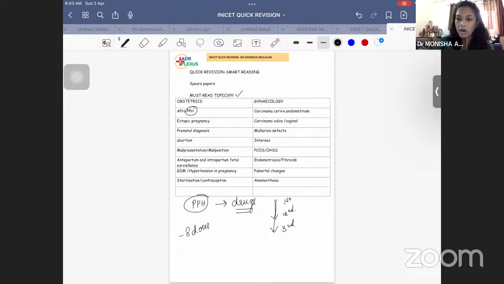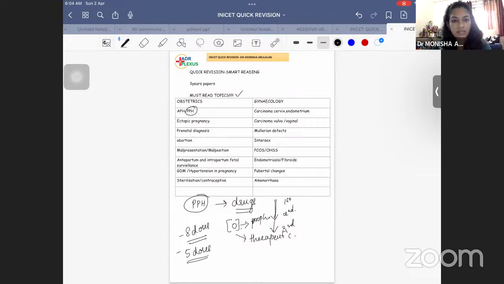When you're talking about oxytocin, how much do you give? When you say prophylactic, how much do you give? When you say therapeutic, what is your dose? Similarly, methergine: the maximum you can give is 5 doses. So this is how you have to revise it.